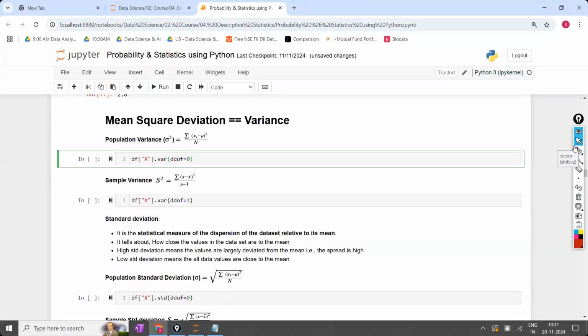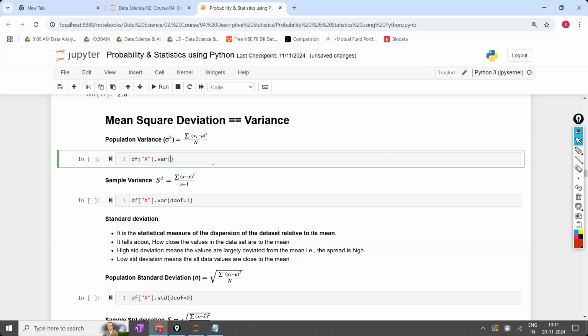How to calculate the variance? Simply, you can calculate the variance by df of x dot var. Var means variance. Sir, for mean deviation, there is no particular function like that. No, because it is a waste to calculate; every time it will give the answer as 0. If you calculate it, it is 0; if you don't calculate it, the answer is 0 only. So they have created the function only for the variance.